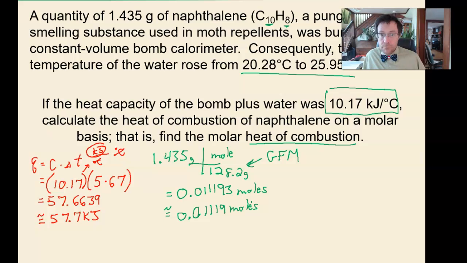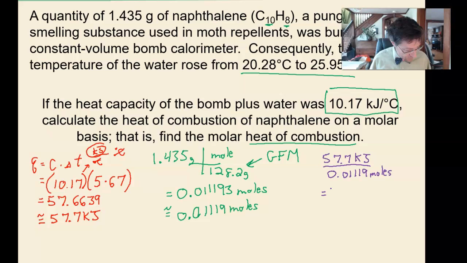Yeah. Great. Next thing I need to do is the final kilojoules per mole. So I've got 57.7 kilojoules. I'm going to divide that by 0.01119 moles. My final answer is 57.7 divided by 0.01119. Boy, I hope this is right.